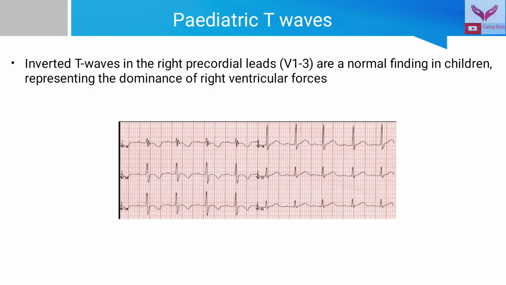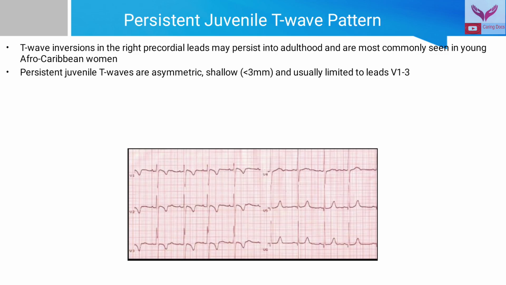Here, this is a pediatric T wave. Here we can see inverted T wave in the right precordial leads, that is V1 to V3, and these are normal findings in children, and they represent the dominance of the right ventricular forces. Persistent juvenile T wave pattern. Here we can see T wave inversion in the right precordial leads, which may persist into adulthood and is also commonly seen in young Afro-Caribbean women. Persistent juvenile T waves are also asymmetrical, shallow, and usually limited to V1 to V3.